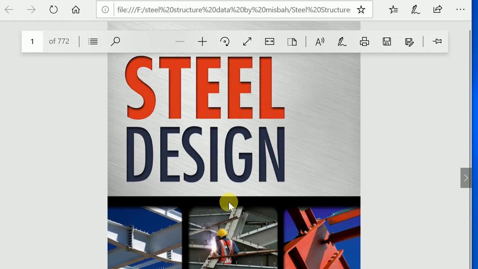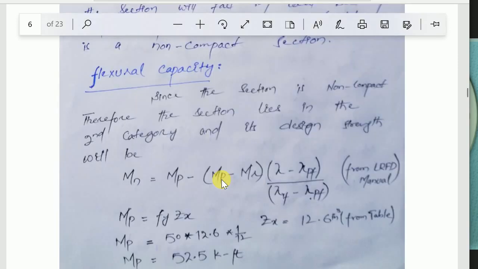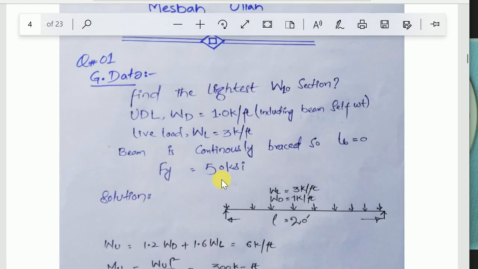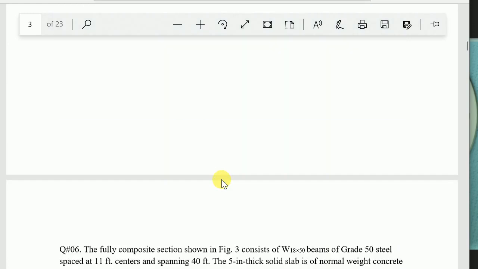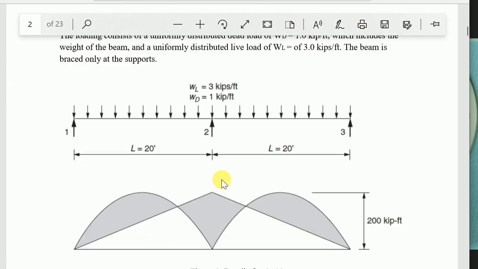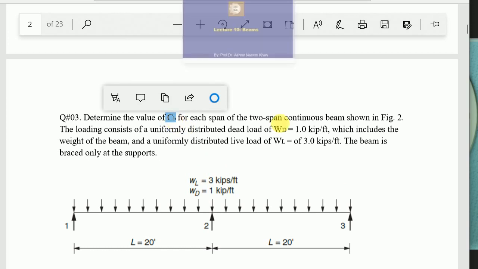Okay, in the next lecture, lecture number 4, sorry, I will do question number 3. Okay, that is related to Cb. Now up to this point we don't use the Cb value. In the next lecture, inshallah, I will do this example. What is Cb? Basically the strength which we got here is multiplied by a factor, that is Cb. Okay, and what does Cb mean, why we multiply it?